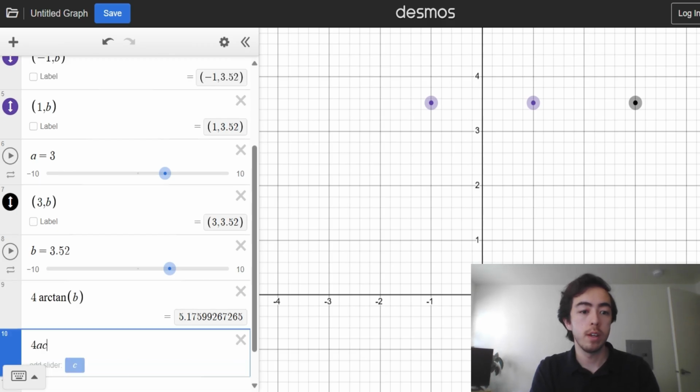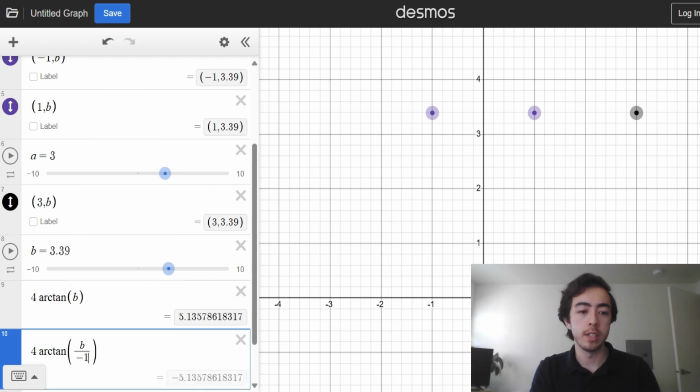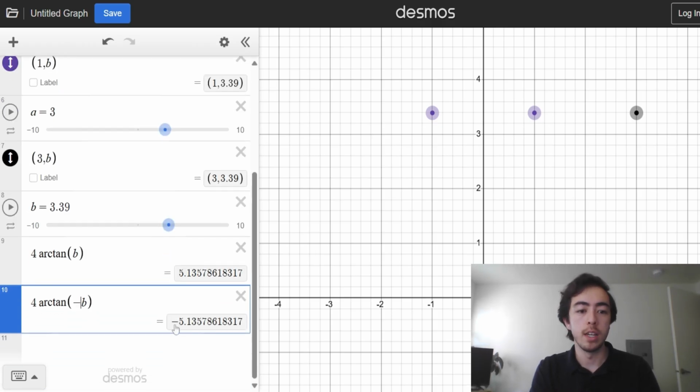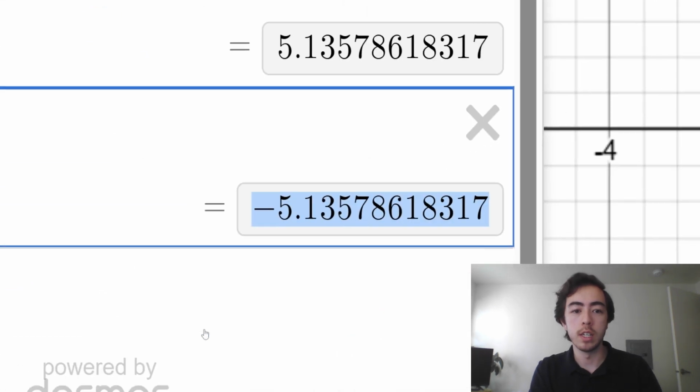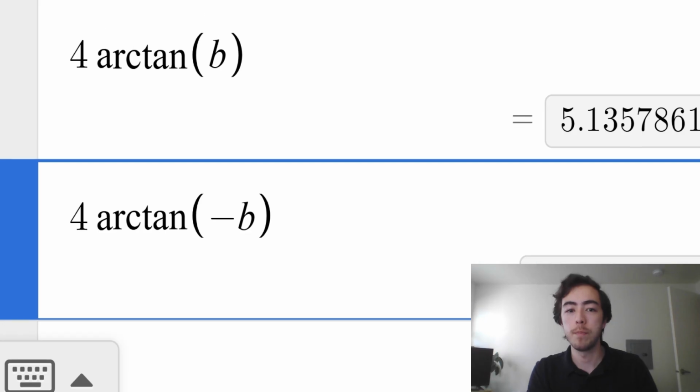We could do the same thing for the other point over here. The opposite side is still b. The adjacent side is now -1. So opposite over adjacent is b over -1, which is just -b. And this value right here is the resulting argument after raising that complex number to the power of 4.